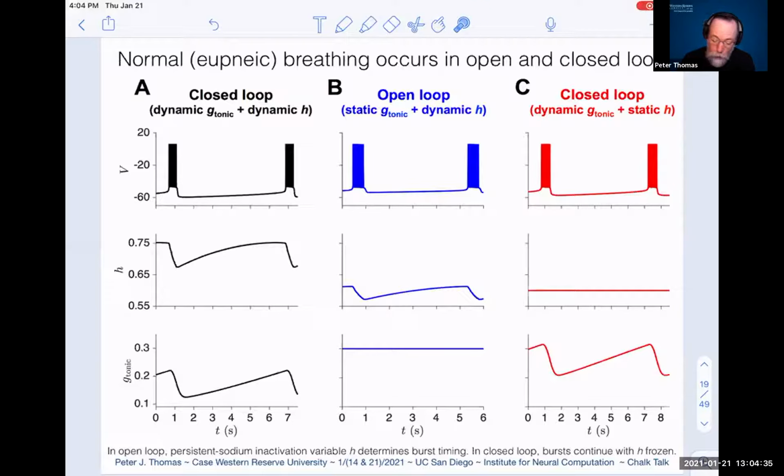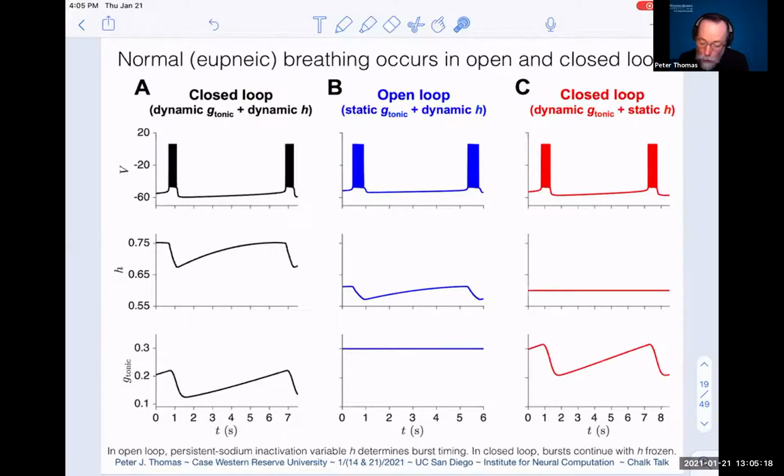In the closed loop, you also have the dynamically varying G-tonic. One of the questions we will ask is which of those two actually controls the timing of breathing in the intact system where they're both present. To get at that question, we can play around with a couple different versions of the model. We could freeze G-tonic at the same parameter value that it would have had in the original open loop Butera-Rinzel-Smith model, a nominal value of 0.3 nanosiemens. We just fix that as a constant. Then we're looking at the original Butera-Rinzel-Smith model, and that's a way of doing open loop.